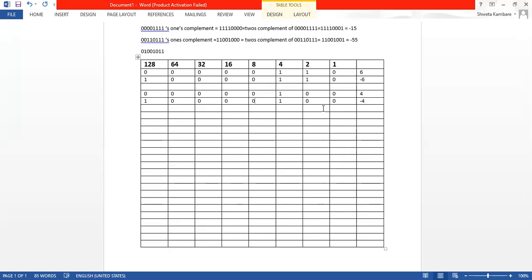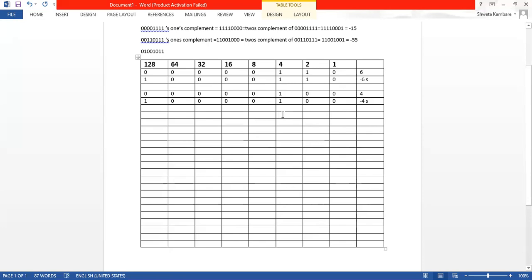We have just talked about sign magnitude representation. Now let's talk about 2's complement representation. I will just write here S for sign magnitude representation. Now let's take the same numbers and represent them in 2's complement representation.